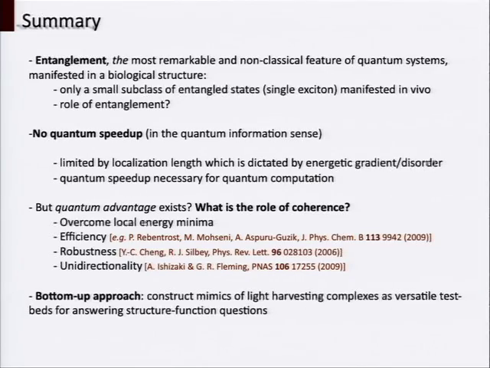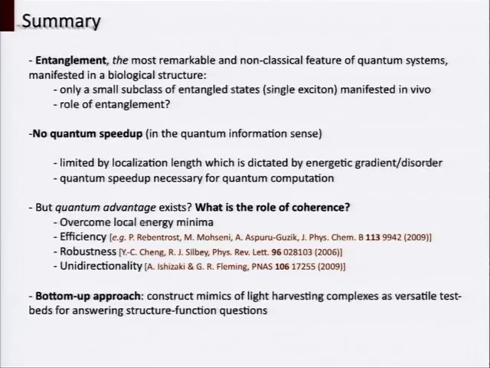And for people who know about entanglement, the class of entangled states that these things exhibit is a very small class of the total entanglement that they could exhibit. It's only the so-called single exciton manifold. And you could ask whether there's a more general class of entanglement that they could exhibit as well.